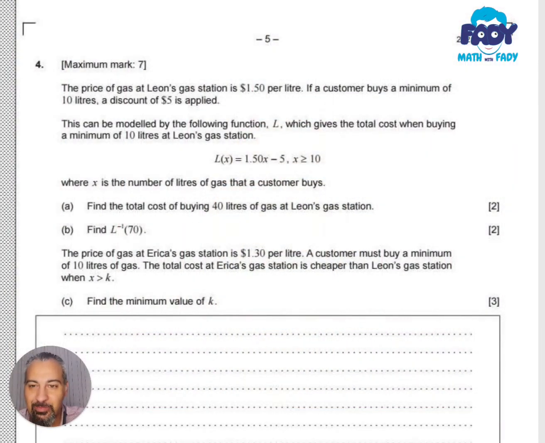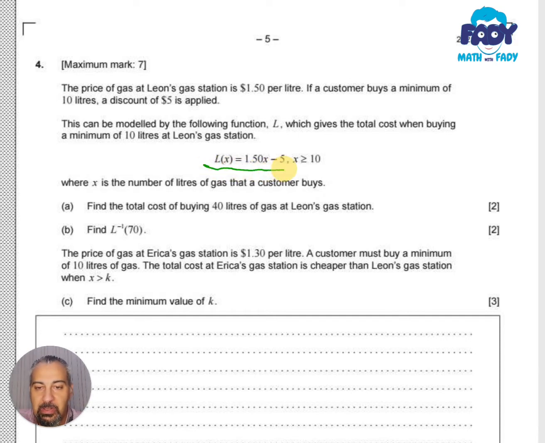Question number 4. The price of gas at Lane's gas station is $1.50 per liter. If a customer buys a minimum of 10 liters, a discount of $5 is applied. This can be modeled by the following function L, which gives the total cost when buying a minimum of x liters at Lane's gas station.